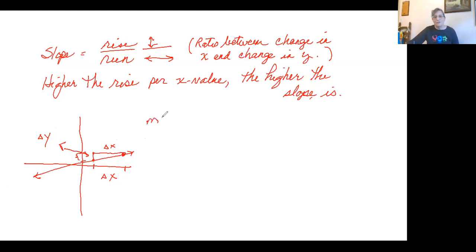So the slope, m, is the change in the y value over the change in the x value. The bigger this is in comparison to this, the bigger a number the slope is. So this is going to have a relatively small slope. It's not very steep.